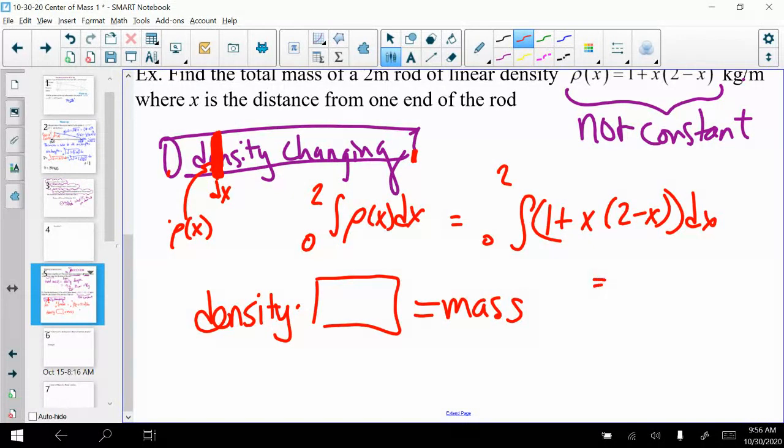This integral, by the way, comes out to 3.22. And that would be kilograms, right? Because it was kilograms per meter times meters.